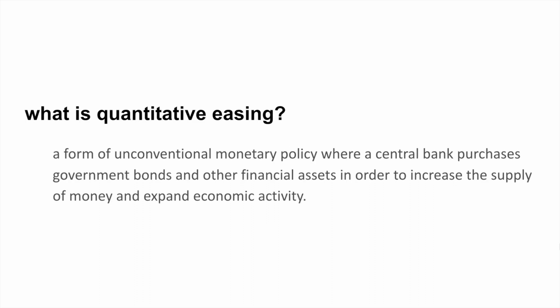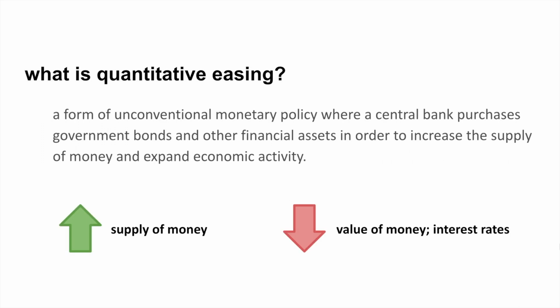Quantitative easing is a form of unconventional monetary policy where a central bank purchases government bonds and other financial assets in order to increase the supply of money and expand economic activity. The premise is, as the supply of money increases, the value of money decreases, which results in lower interest rates that encourage consumers to borrow and spend more money. By buying these assets, the central bank is essentially adding new money into the economy and lowering interest rates.